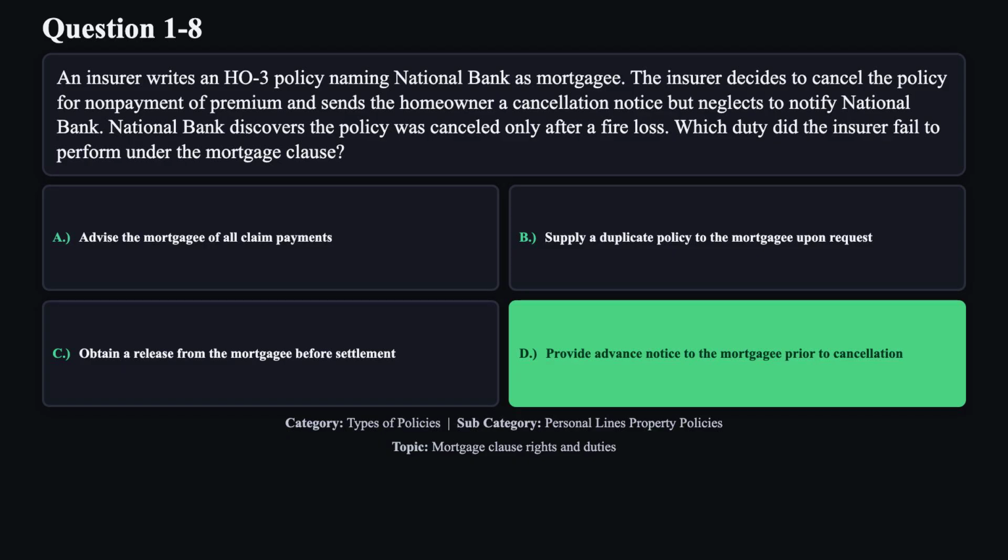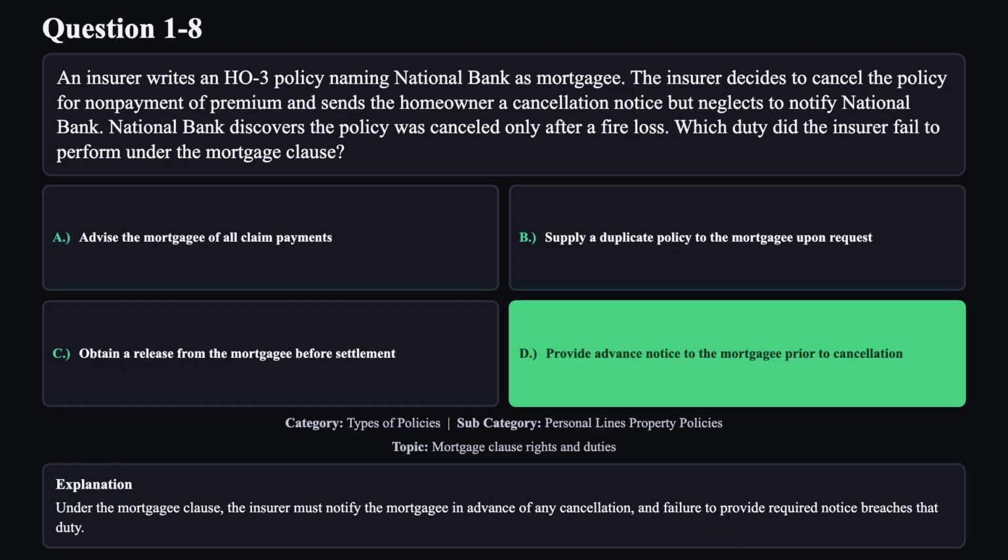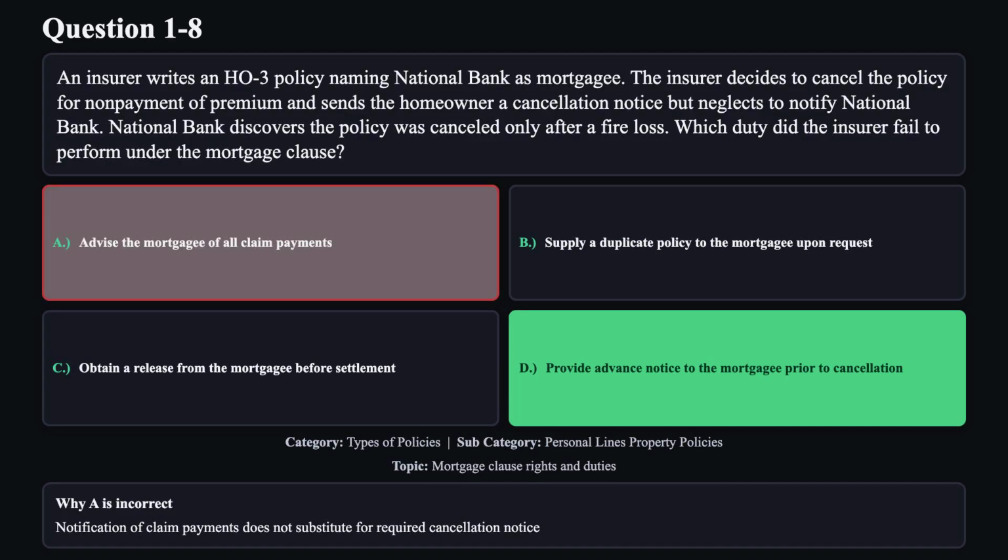The correct answer is D. Under the mortgagee clause, the insurer must notify the mortgagee in advance of any cancellation, and failure to provide required notice breaches that duty. Reason A is not correct. Notification of claim payments does not substitute for required cancellation notice.